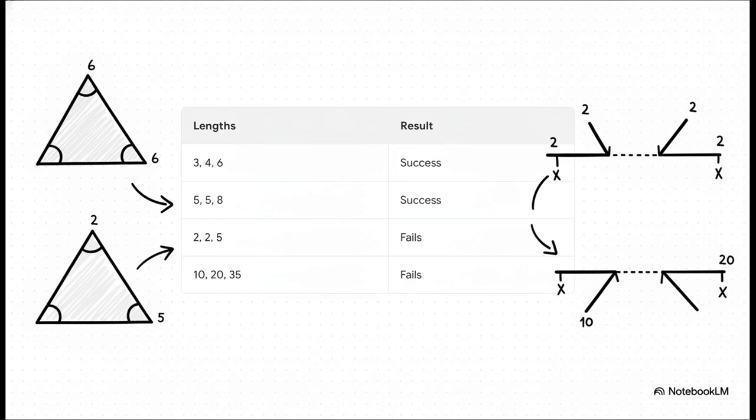They physically cannot bridge that 5-unit gap. They'll literally just dangle there, mathematically refusing to connect. Same exact thing goes for 10, 20, and 35. 10 and 20 only reach 30, there's no way they'll ever span a base of 35.